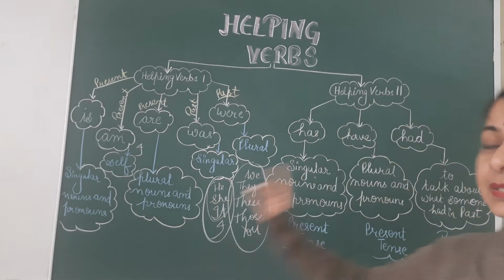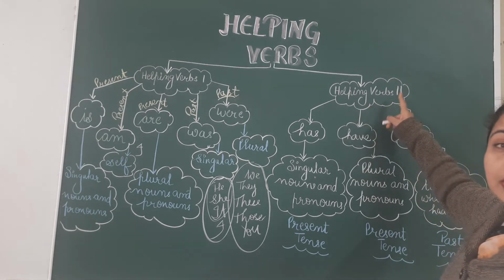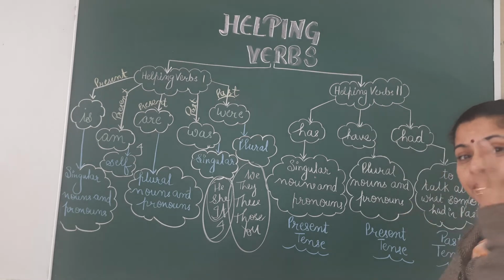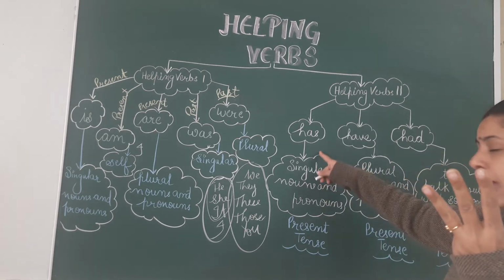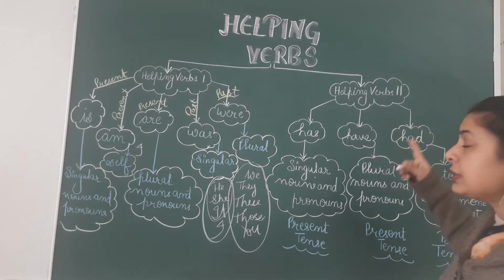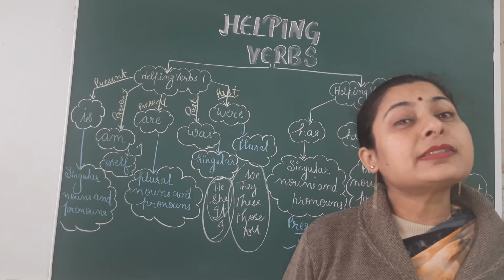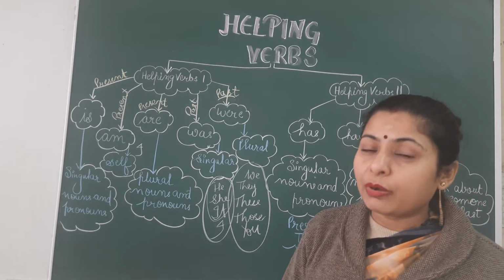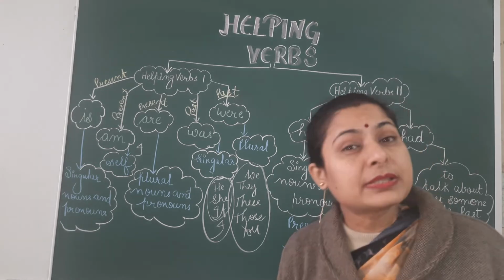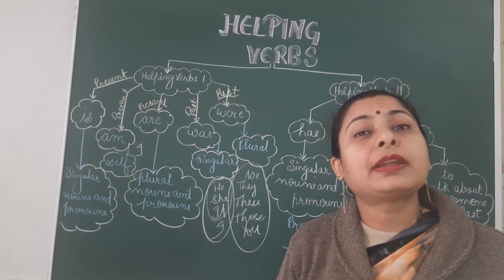Now, let us understand the use of helping verbs too. There are 3 helping verbs too: has, have, and had. Now, all these 3 words, why are they separated? Why are they in a separate category? Because they tell us about the possession of anything. They tell us what someone has.